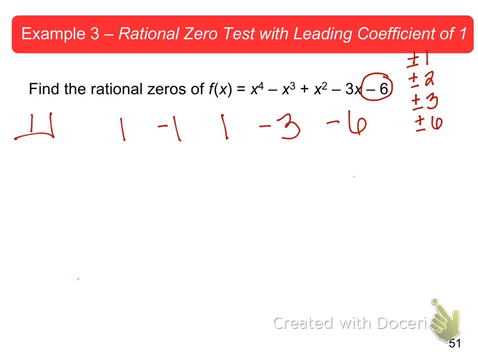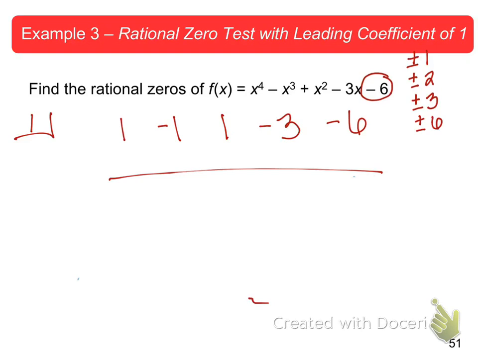numbers. Should I pick 5? No, because it's not a factor of 6. Should I pick 7? No. 4? No. You do not pick any number that's not a factor of that constant right there. Okay? That's why I picked 1. And I don't know if 1 is going to be a factor. I don't know if it's going to work or not, but we're going to try.